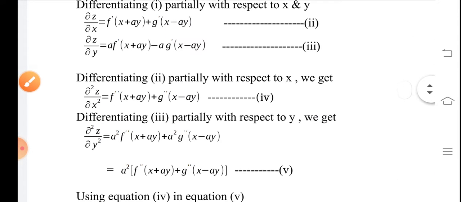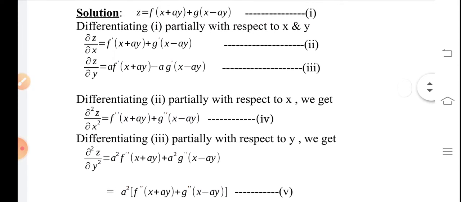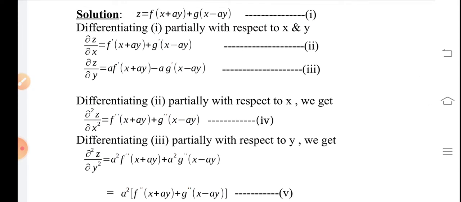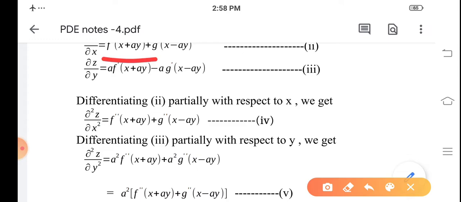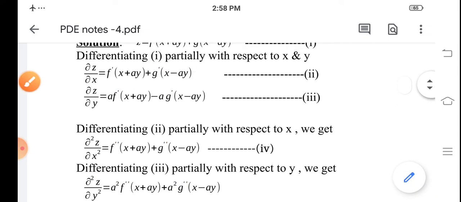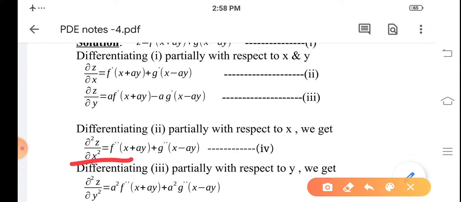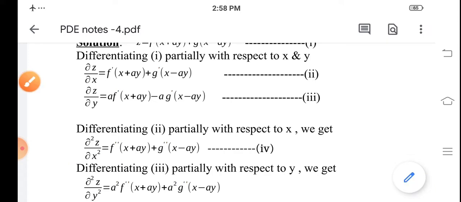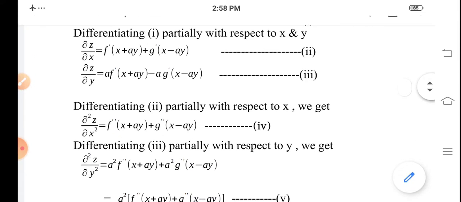Now, we will find second order partial derivatives. Differentiating equation 2 partially with respect to x, we obtain second order partial derivative of z with respect to x, that is dou square z by dou x square equal to f double dash of x plus ay plus g double dash of x minus ay. Take it as equation number 4.